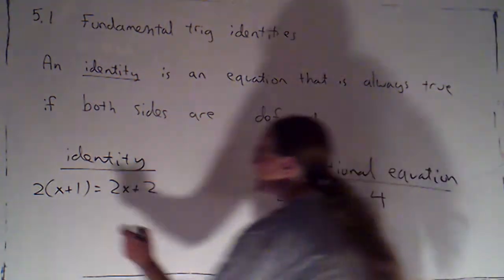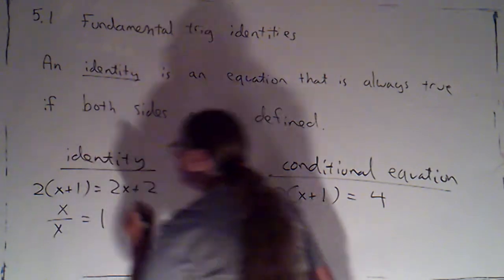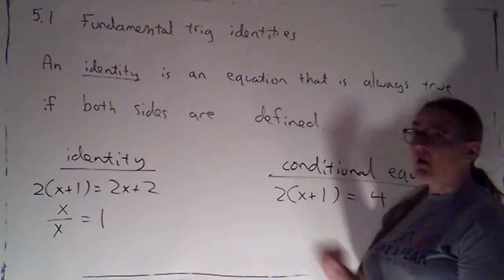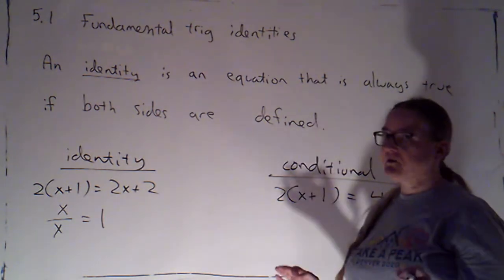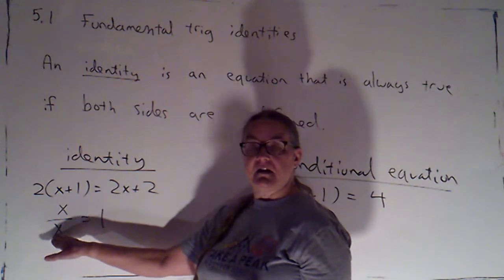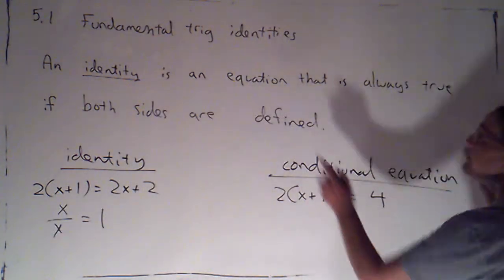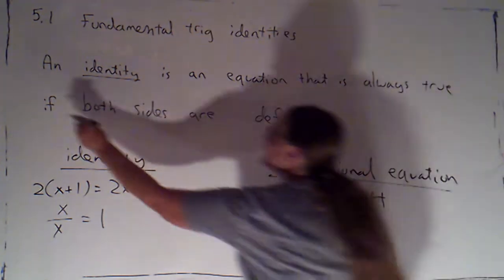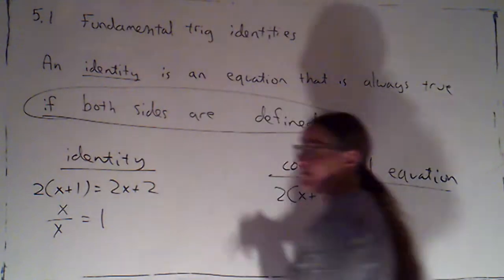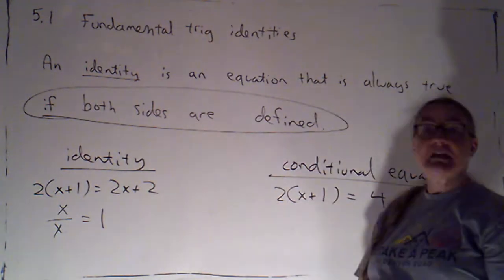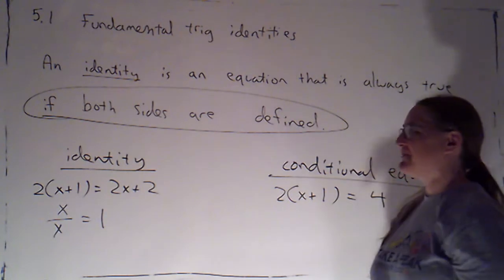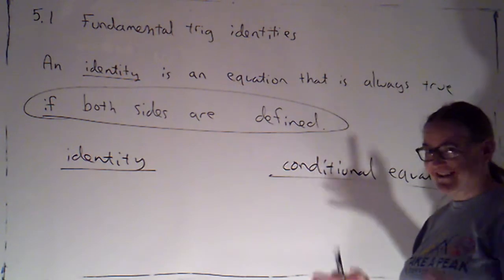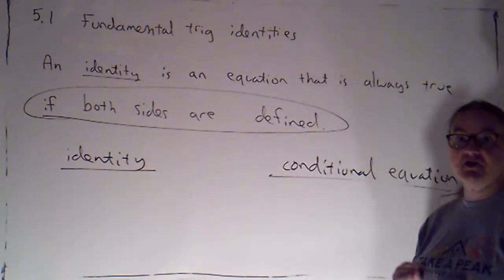Okay. Another example, something like x over x equals 1. I like to include this example because that's not always true. If x is 0, the left side is undefined. We still say this is an identity because I didn't stop here and say an identity is an equation that's always true. I kept going and said if both sides are defined. Okay. So that's a really important caveat that both sides have to be defined in order for it to be true. Let's take a look now at some trig equations that are identities versus conditional equations.